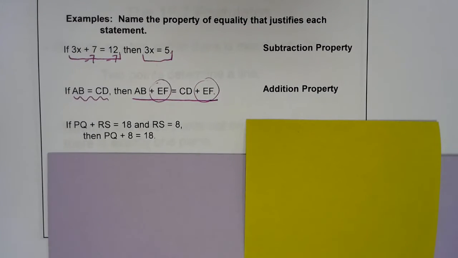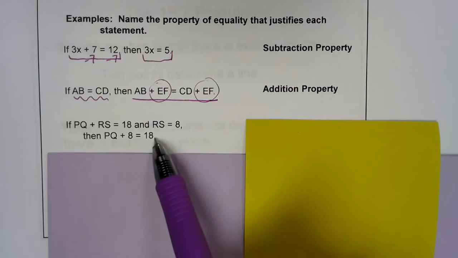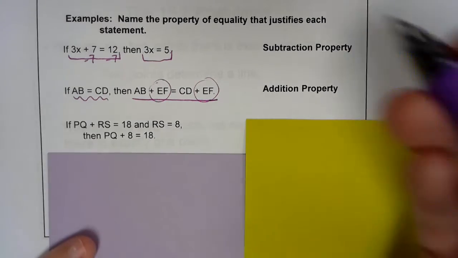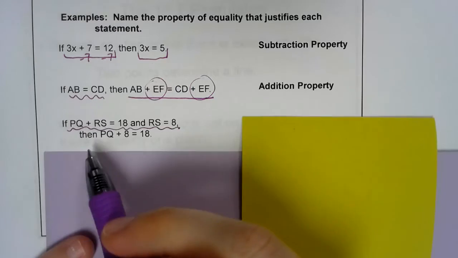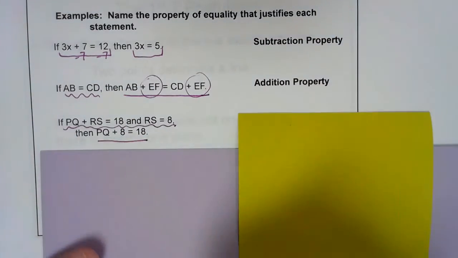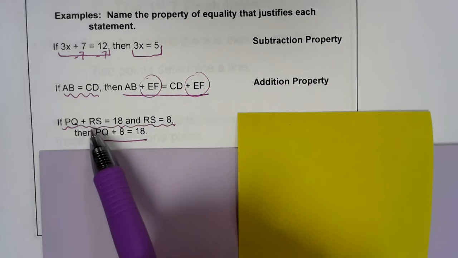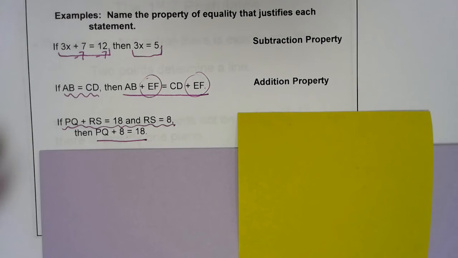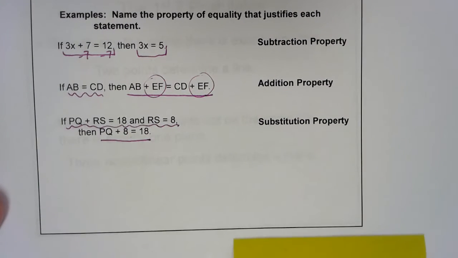All right, last one of these. If PQ plus RS equals 18 and RS equals 8, then PQ plus 8 equals 18. So the given or the hypothesis on this one is longer. It's got two parts. And then my conclusion is just this last part back here. So immediately I noticed the RS is gone. It's been replaced with an 8. So remember, anytime you replace something with an equivalent value, we call it substitution property.